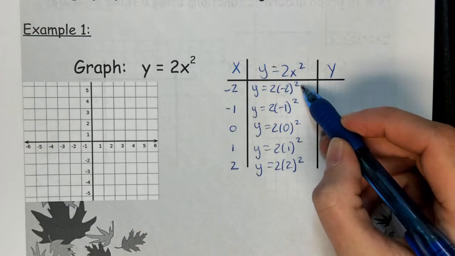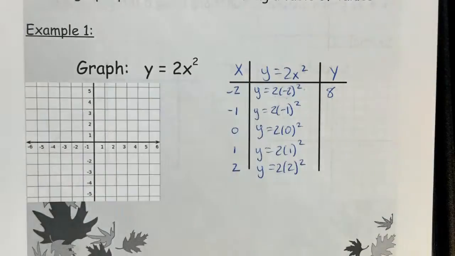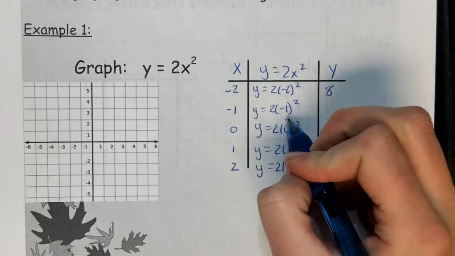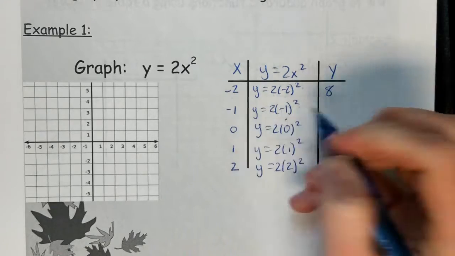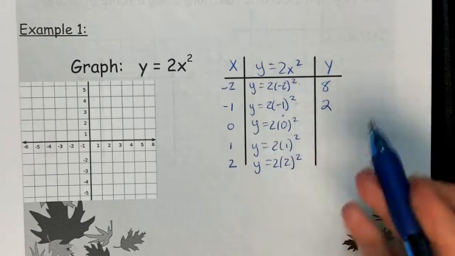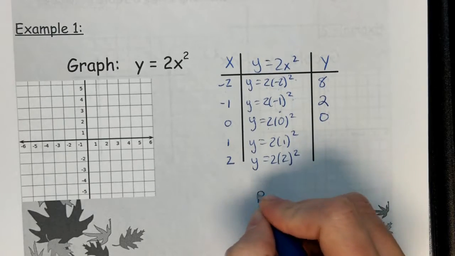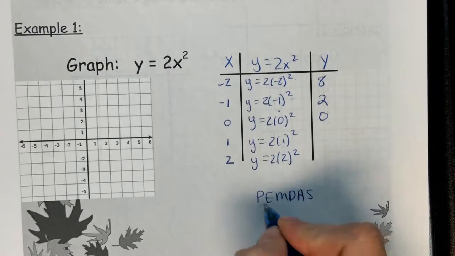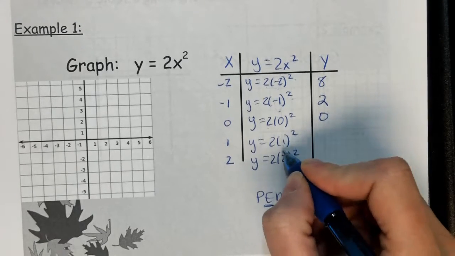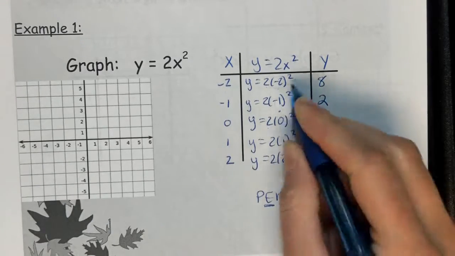So negative 2 squared is positive 4. Positive 4 times 2 is 8. You're welcome to use a calculator on this part if you aren't already. Negative 1 to the second power is 1, times 2 is 2. 0 to the second power is 0, times 2 is 0. Order of operations, right? I'm doing my exponents first, PEMDAS, then I'm doing my multiplication. 1 to the second power is 1, times 2 is 2. 2 to the second power is 4, times 2 is 8. So just working out those and getting your y values.